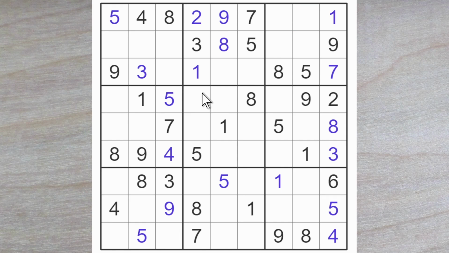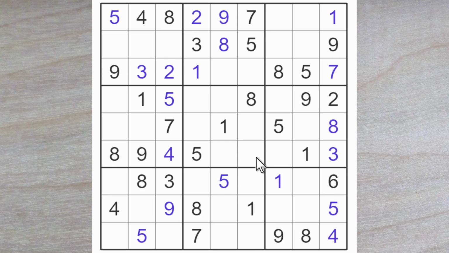But it just occurs to me that this square must be a 2 because the 2 blocks here and here, and there are no other empty squares in the row, so the 2 must go here. These two now must be a 1 and a 6. And we know that these must be a 1, 7, and a 6. So the only thing that we can say with certainty is that a 7 must go in one of these squares here.